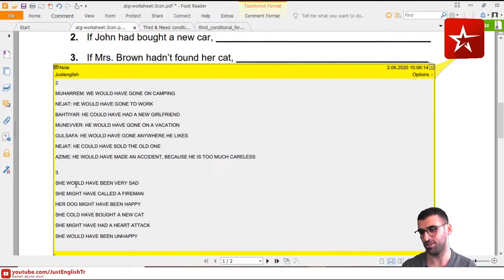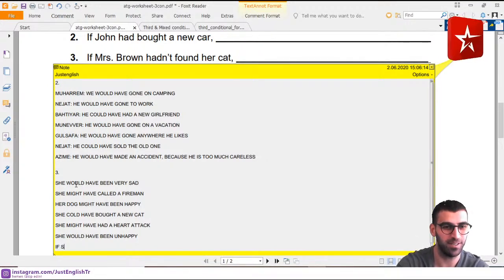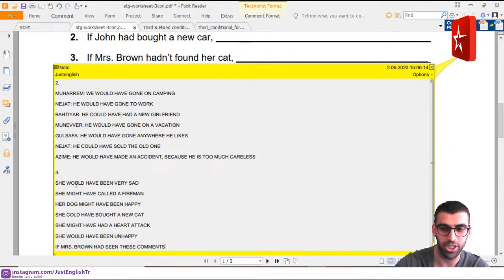Thank you. Yes, you wrote really fantastic ideas for Mrs. Brown. So if Mrs. Brown had seen these comments, she would have been like, let me write this sentence. If Mrs. Brown had seen these comments, she would have killed all of us here.